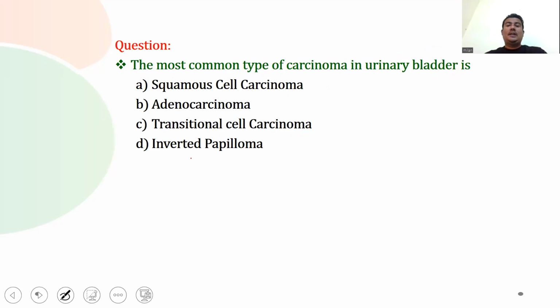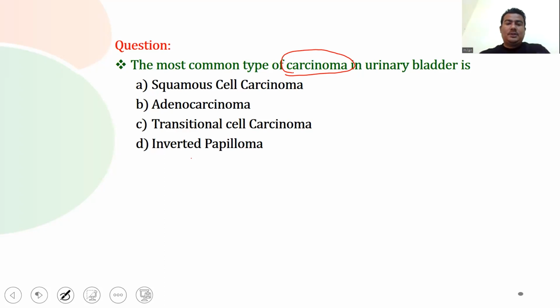Now moving on to another question. The most common type of carcinoma in the urinary bladder is: the options are squamous cell carcinoma, adenocarcinoma, transitional cell carcinoma, and inverted papilloma. Before going towards the answer, first of all, we should know what a carcinoma is. Carcinoma is a malignant neoplasm or a cancer that arises from the epithelium of any organ, any site.